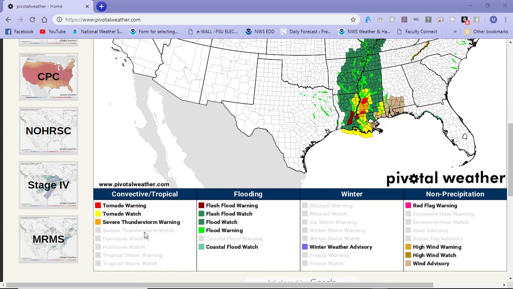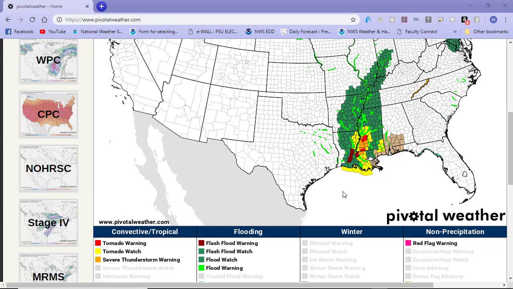So basically, it's already highlighted for you because it's being designated on the map. They're looking at tornado warnings, tornado watches, severe weather, flash flooding. So they're looking at a lot of strong, severe thunderstorm activity down in the Gulf Coast.